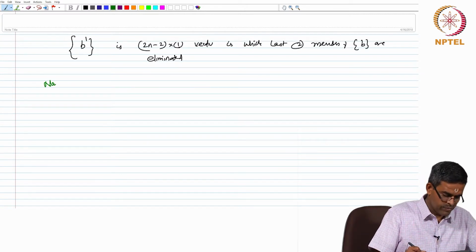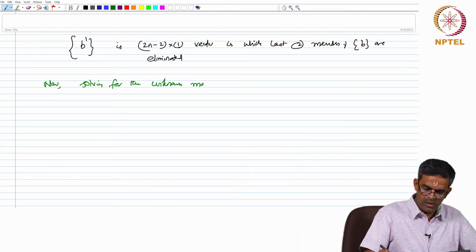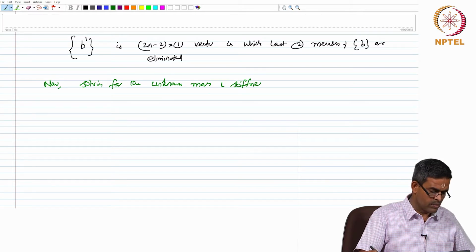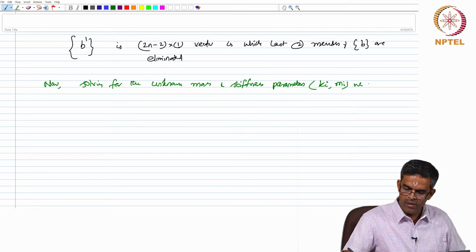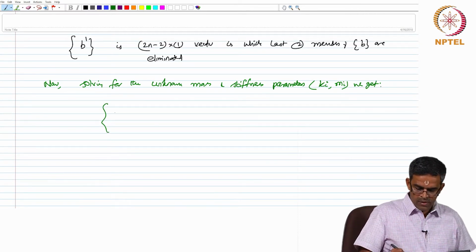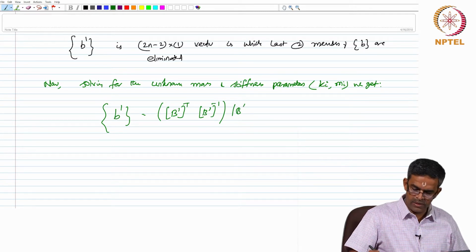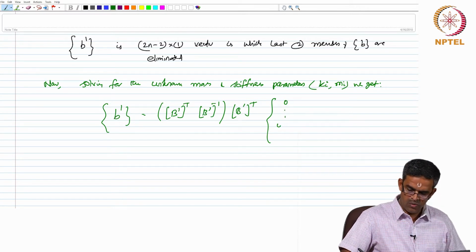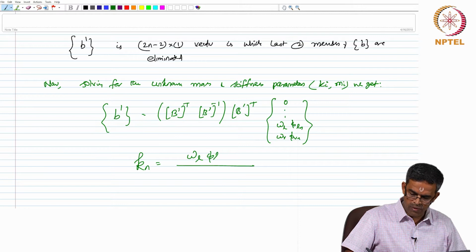Now, solving for the unknown mass and stiffness parameters, that is Ki and Mi, we get B dash is equal to B prime transpose B dash inverse B dash transpose, 0, omega L phi Ln, omega R phi Rn, which tells me Kn is equal to omega L phi Ln by phi Ln minus phi Ln minus 1.